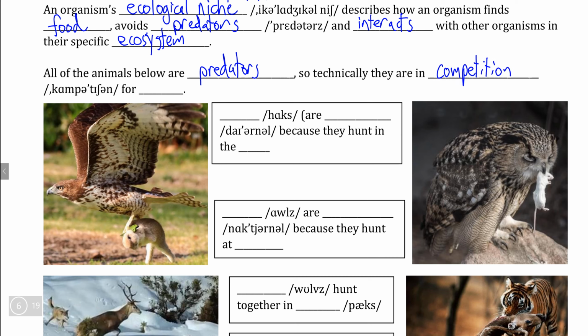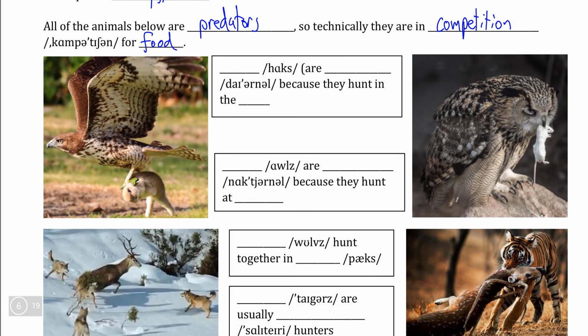Now, because hawks, owls, tigers, and wolves all eat meat, they technically are in competition with each other. So because each of these organisms needs to compete to be able to find other animals to eat, this is an example of how animals can interact indirectly without eating or being eaten, because they all need to compete with each other for food. So how do each of these organisms do this?